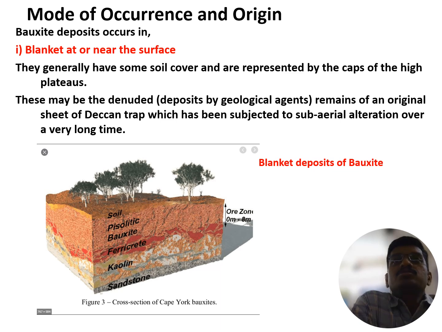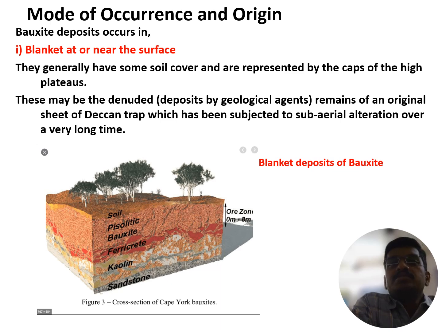The mode of occurrence and origin of aluminium deposits such as bauxite is that they occur in blankets at or near the surface. They generally have some soil cover and are represented by the caps of high plateaus. This may be a genuine deposit by geological agents, the remains of an original sheet of tectonic material which has been subjected to subaerial alteration over a very long time.